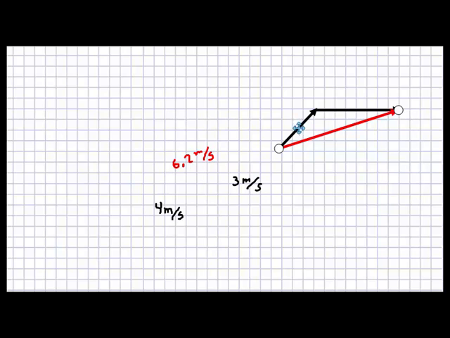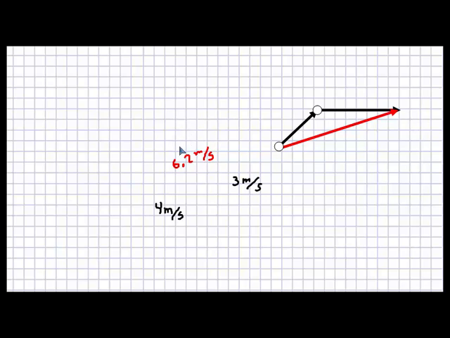The other thing you should notice is that you can move a vector around anywhere that it suits you on the paper that you're working on, so long as you don't change its length, because that would change the fact that it was 3 meters per second long, and also you can't change its direction. That would mess things up as well. But otherwise you can slide the vector around wherever you like to help you add vectors together.